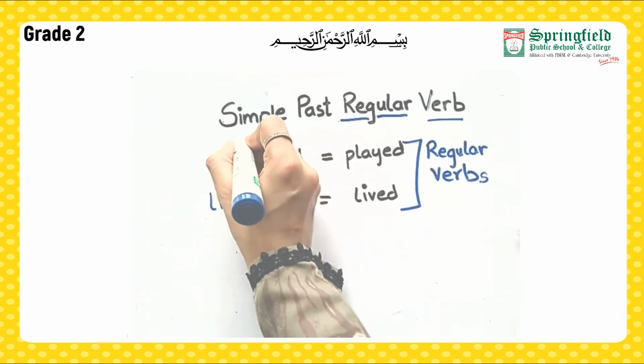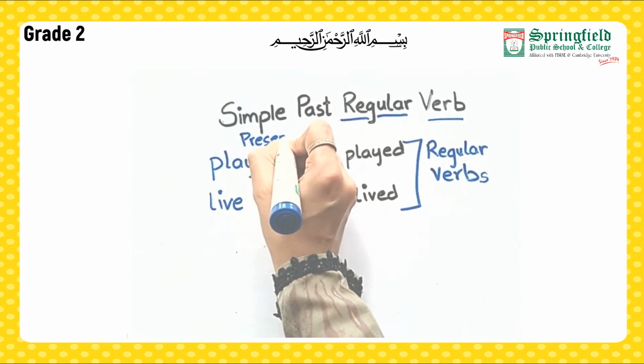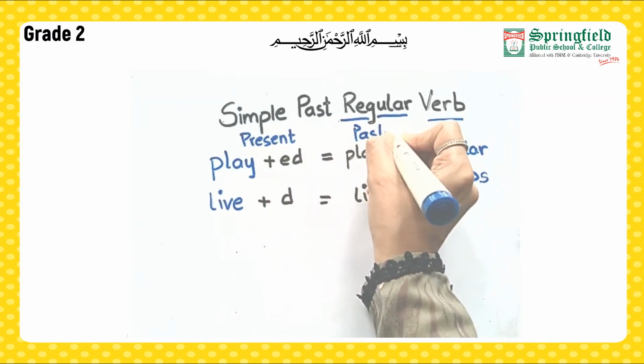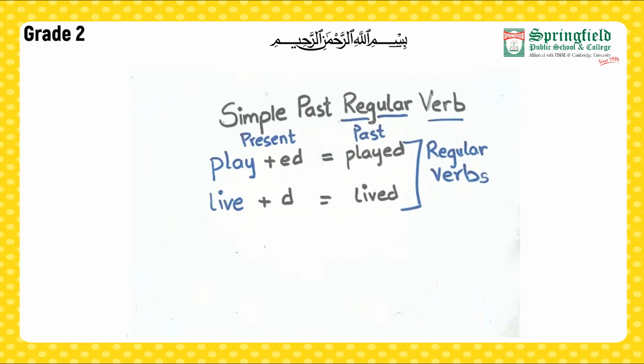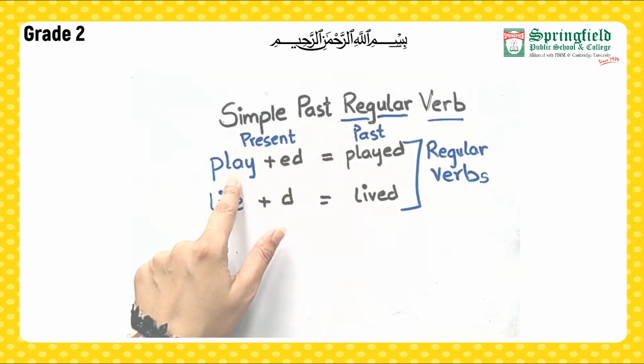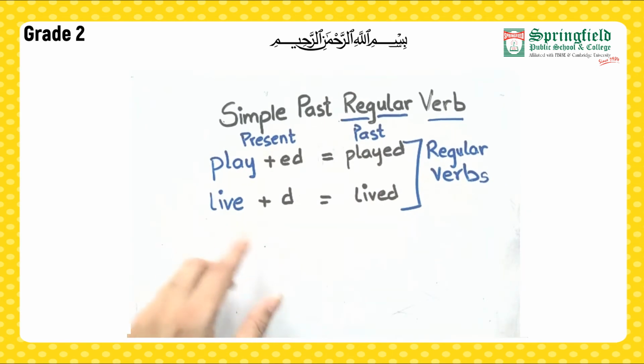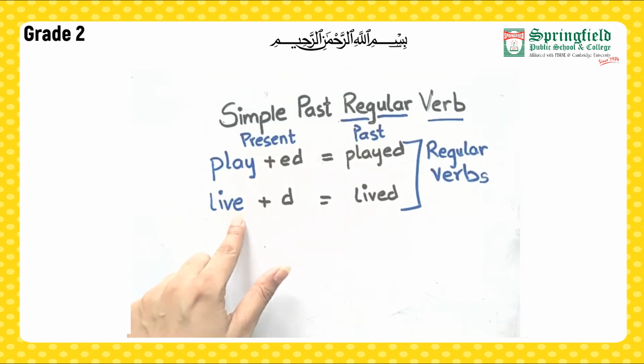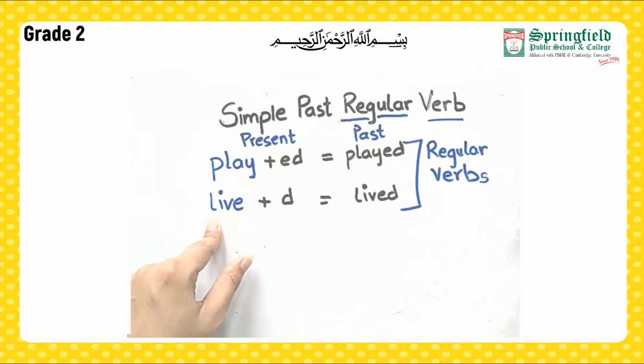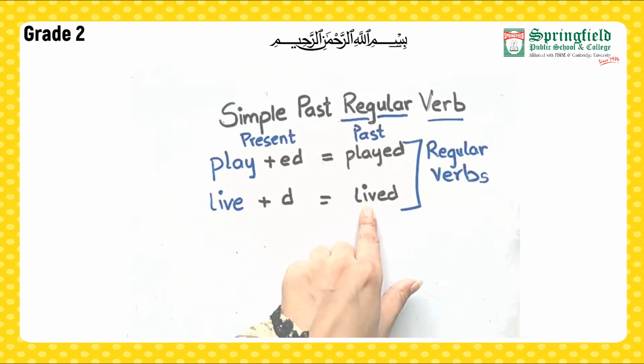This is present form of the verb. That is past form of the verb. And this is past form of the verb and the regular verbs. Alright, I hope you have understood it. Let's revise it one more time. By adding ed to the present form of the verb, we get the past form of the verb, which is called regular verb. Sometimes we add d when we already have the letter e in the verb, and when we get the past form of it, it is also called the regular verbs. I hope you have understood what are regular verbs.